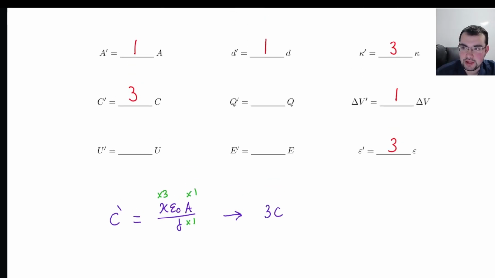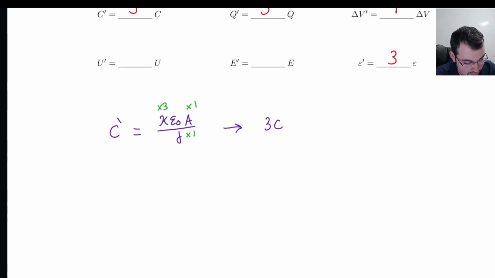And now for the Q, well, if I have the same voltage, but triple the capacitance, that means I actually need 3 times the charge. And how do I know that? Well, we know it's linear, because we know that the charge Q is equal to C delta V. Same potential difference, triple the capacitance, so our charge also tripled.